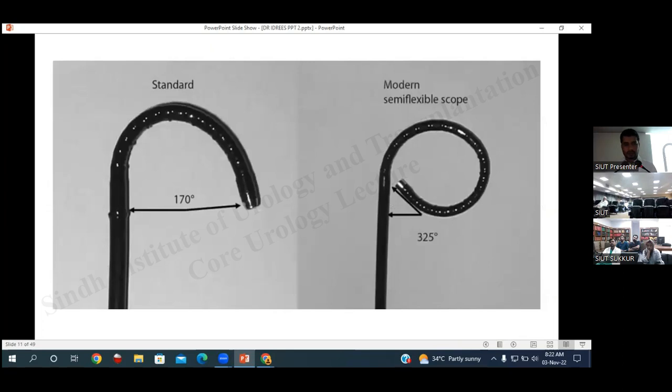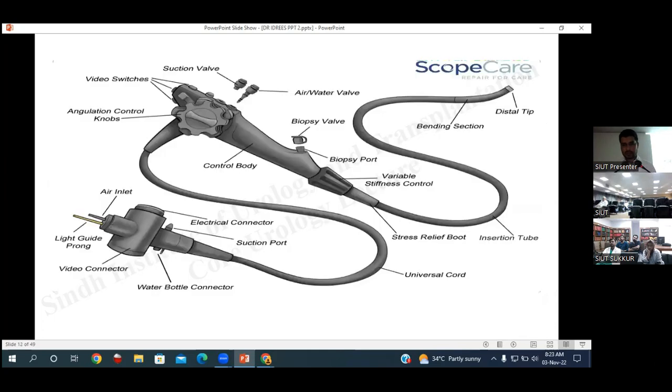These are the standard flexible ureteroscopes. They have deflection up to 170 degrees, and there are some modernized semi-flexible ureteroscopes. They have deflection up to 325 degrees. This is a digital ureteroscope in which the light source is present on the tip of the ureteroscope.